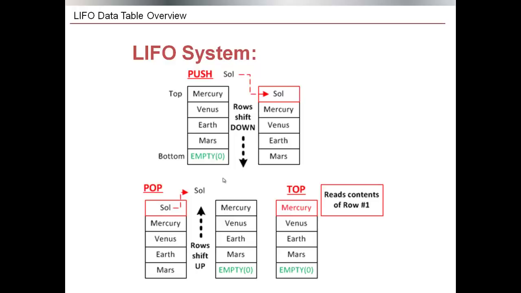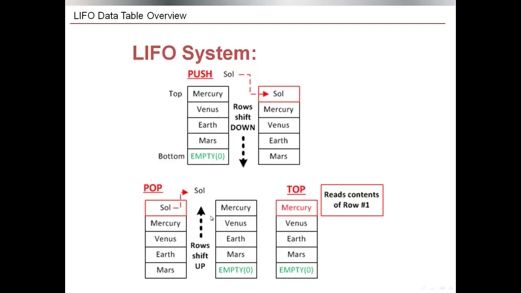The pop function removes the front row from the table, and the remaining rows shift up. Here, a table is full. The pop operation is performed. The topmost row is removed from the table, and all the other rows are shifted upwards.